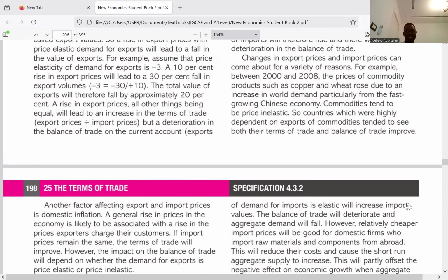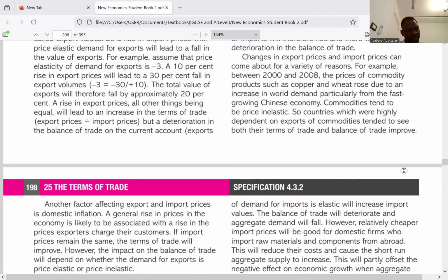So there could be a rise in export prices based on the fact that the demand for export is increasing. If demand for export is increasing, exporting countries will have an improvement in their terms of trade and it will also improve their balance of trade account. Because if the demand for export is increasing, the price of export is going to rise. And if the price of export is rising, then it improves the terms of trade and it improves the balance of trade, because it means exports will be more than imports. Do you get it? Yeah.